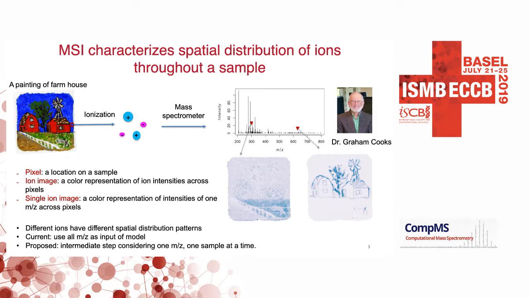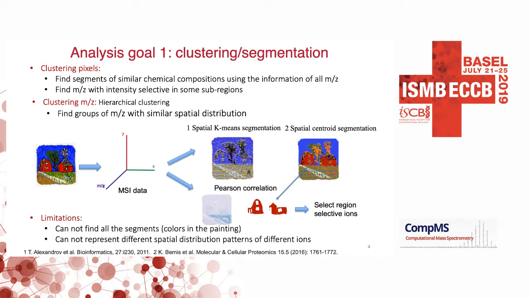So what is a single ion image? It's a color representation of the ion intensities of just one m/z across pixels. Most current methods use all m/z as the input of their model. The main idea of this work is to analyze one m/z, one sample at a time.